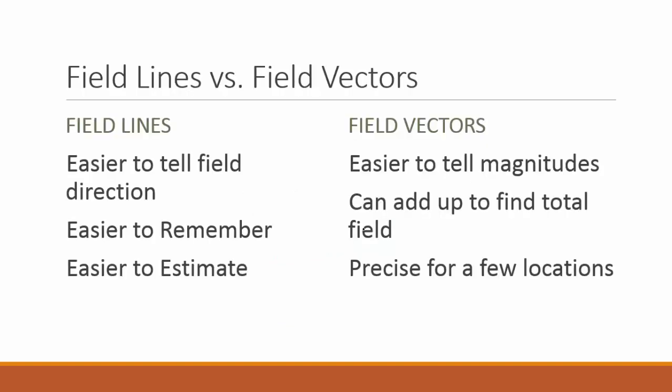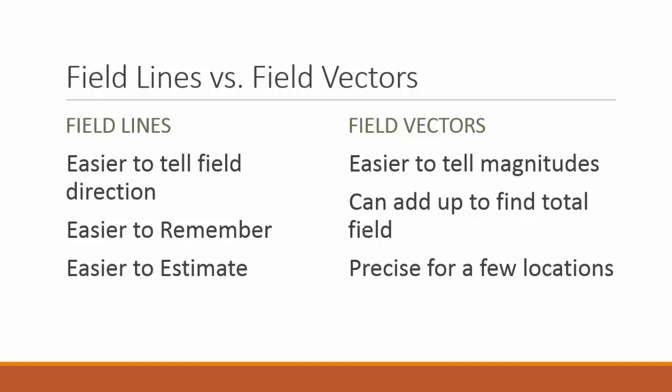So let's do a side-by-side comparison of this. For the field lines, it's easy to tell the direction, it's sometimes easier to remember what they look like, and it's usually easier to estimate what the field lines look like, but it's more difficult to look at exactly what the vectors would be.